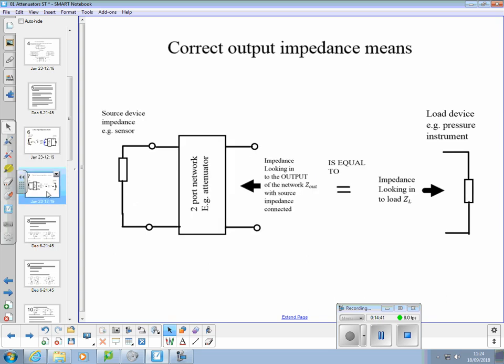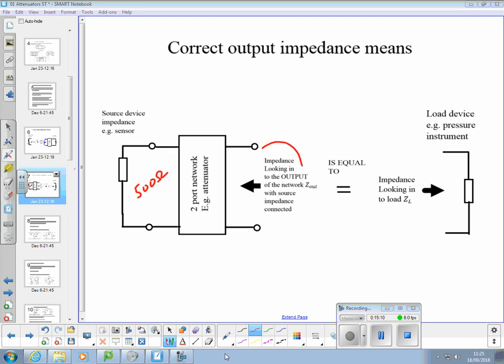Secondly, what do we mean by correct output impedance? Well, that means a similar thing. We've got the Z out of the attenuator with the impedance of the source connected. So this is, for example, that 500 ohm output impedance sensor that we had connected in the previous example. So we got that connected.